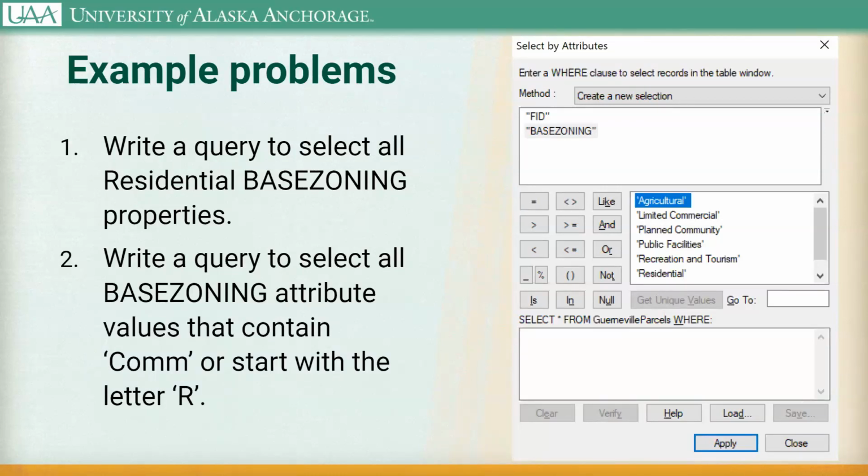Well, it looks like there's a residential button in that little selection right there. Yeah, so this window shows you the list of entries in that attribute field. It'll automatically populate from your table. Unless it's a really big table, then it will ask you if you want to populate all of them, because it takes some time.